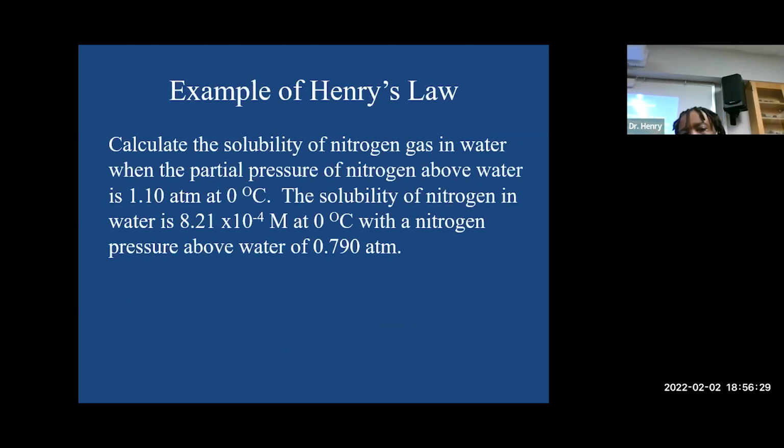Okay, so using this equation to basically calculate the solubility of nitrogen gas in water. When the partial pressure of nitrogen above water is 1.10 atm at 0 degrees Celsius, the solubility of nitrogen in water is 8.21 times 10 to the minus 4th molar at 0 degrees Celsius, with a partial vapor pressure of 0.790.